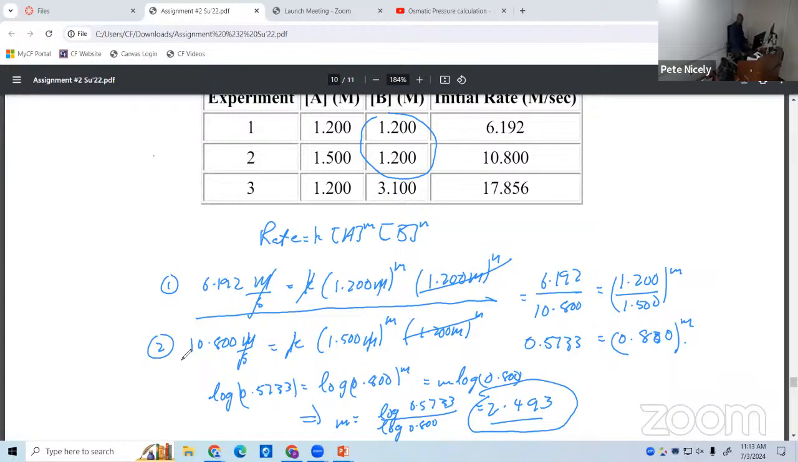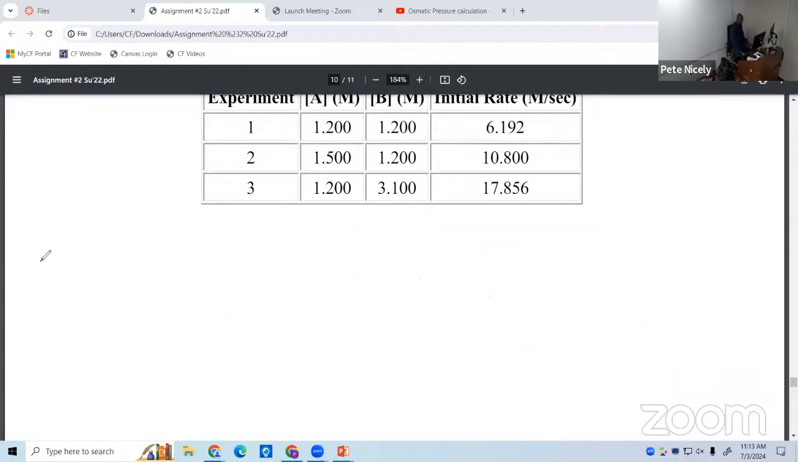All right, so basically we're going to do the same thing, but this time we're going to choose the experiments where the concentration of A remains fixed. So that would be experiment 1 and experiment 3, because those two experiments have the concentration of A fixed at 1.200. All right, so again, I'm going to write down the general rate law.